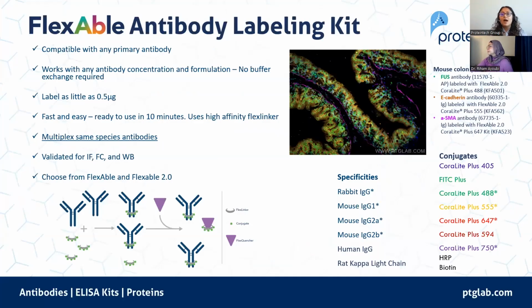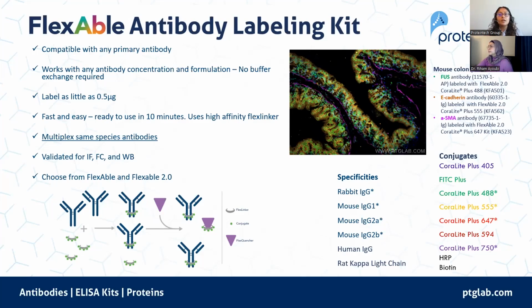I also want to highlight our flexible antibody labeling kits. Sometimes instead of using a secondary, it is more convenient to use a conjugated primary antibody. However, one might not be commercially available for you. Therefore, we offer these kits that will allow you to conjugate your own antibody in your own lab.